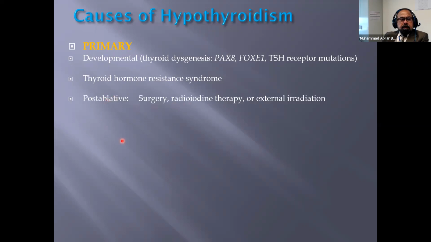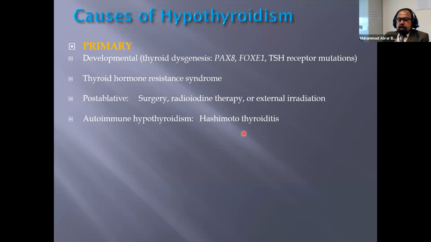Then post-ablative means the surgeon has taken out the whole thyroid because of Graves' disease or a problem in the thyroid, or they have given radioactive iodine to kill the thyroid cells because of hyperthyroidism, and the majority of the cells are killed. So hypothyroidism developed, or external radiation which kills the thyrocytes. Then we have autoimmune hypothyroidism. Hashimoto's is one of the best examples of that.